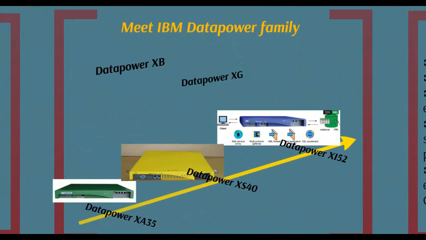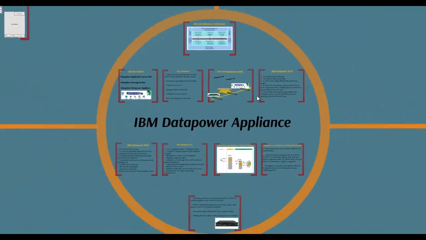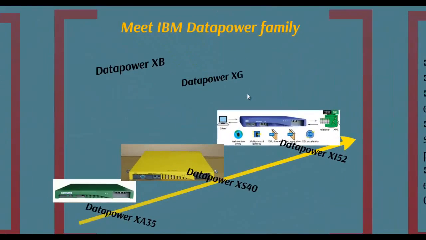So I will go ahead and introduce the IBM DataPower product family, and this chart basically depicts the overall family of the DataPower. At the bottom, you can see there is a DataPower XA35 appliance. This is a green color appliance. XA stands for XML acceleration. It was built because people needed XML processing at near wire speed.